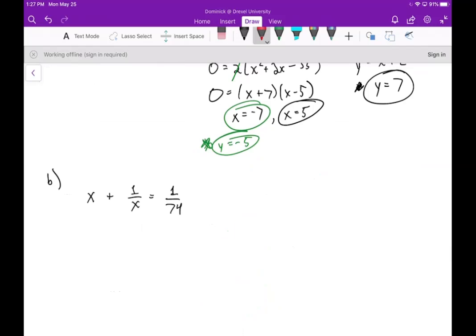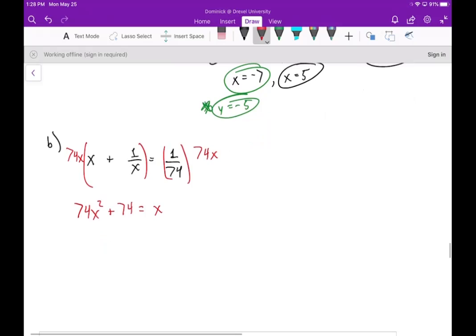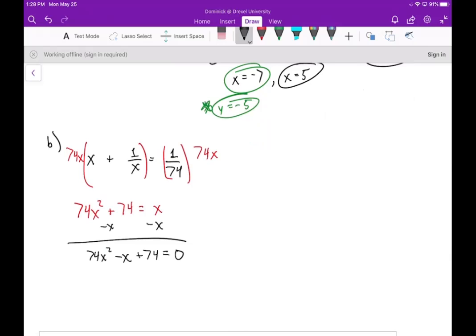So now, of course, here we have an equation with fractions, so let's multiply both sides by the LCD. In this case, that's 74x. If we do that, we're going to get 74x squared, and then plus 74, and then we get an x on this side. Now if we subtract x from both sides, we get 74x squared minus x plus 74 is equal to 0, which is what we want.